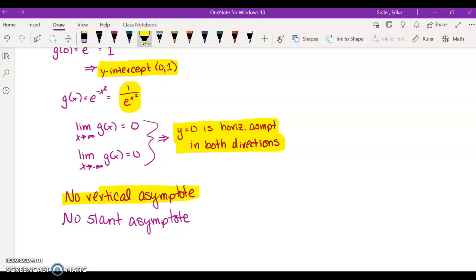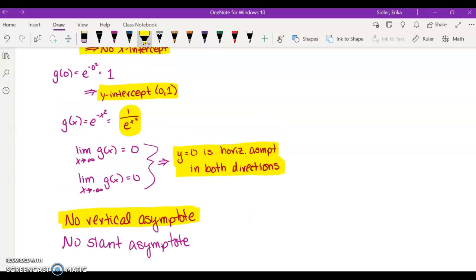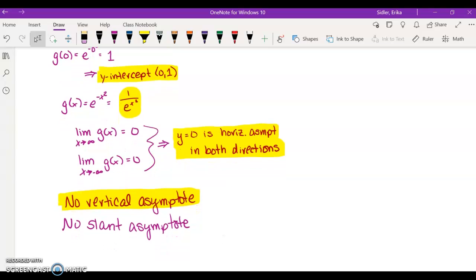And we've got no vertical asymptotes because there's really nothing that would make this undefined. We're allowed to plug in any value for x and we'll be able to evaluate it. And there's no slant asymptotes because slant asymptotes only happen in these very specific instances where the numerator is 1 degree higher than the denominator, and that's really just not ever going to apply with exponential stuff like this.